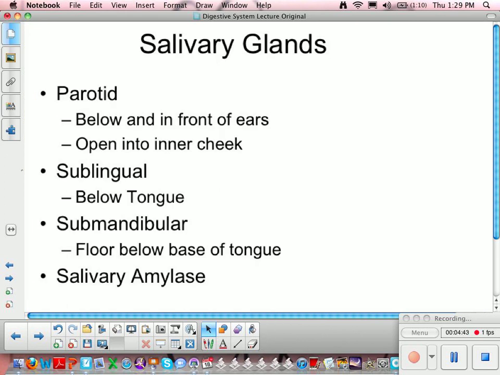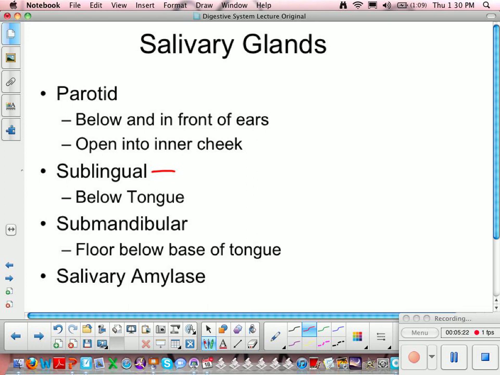Salivary glands. We're looking at 3 different sets of salivary glands. The parotid salivary glands are below and just in front of the ears, and if you push just at the bottom of your earlobe, you can feel those salivary glands start to leak. They open into your inner cheek. Sublingual glands open below the tongue. Sometimes people can force fluid out of the sublingual glands, and it's gross. And submandibular on the floor below the base of the tongue.